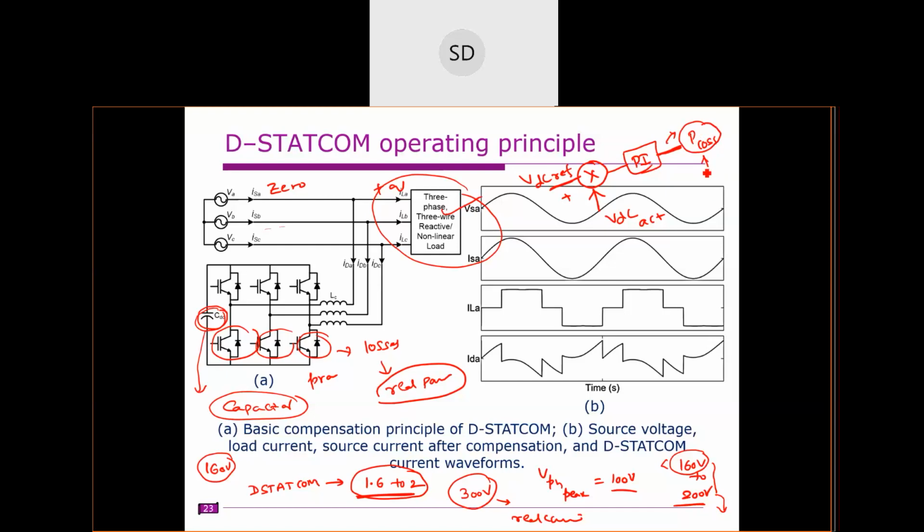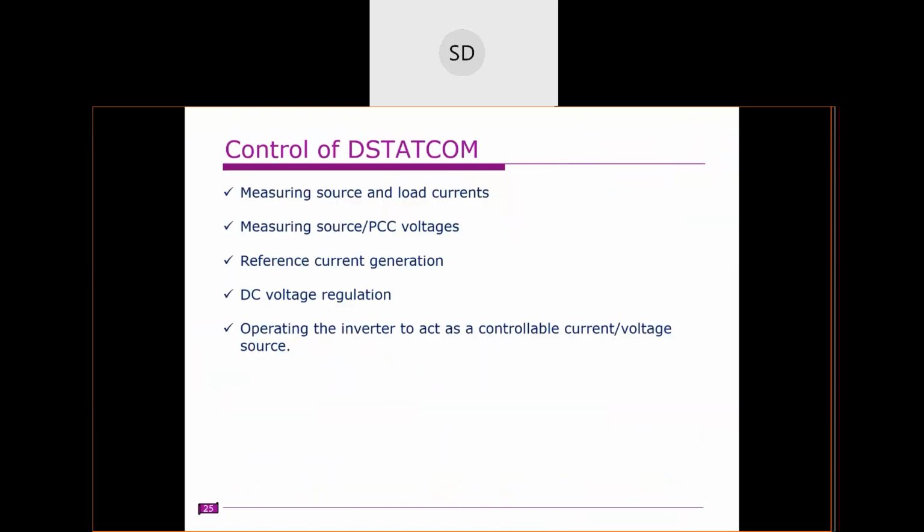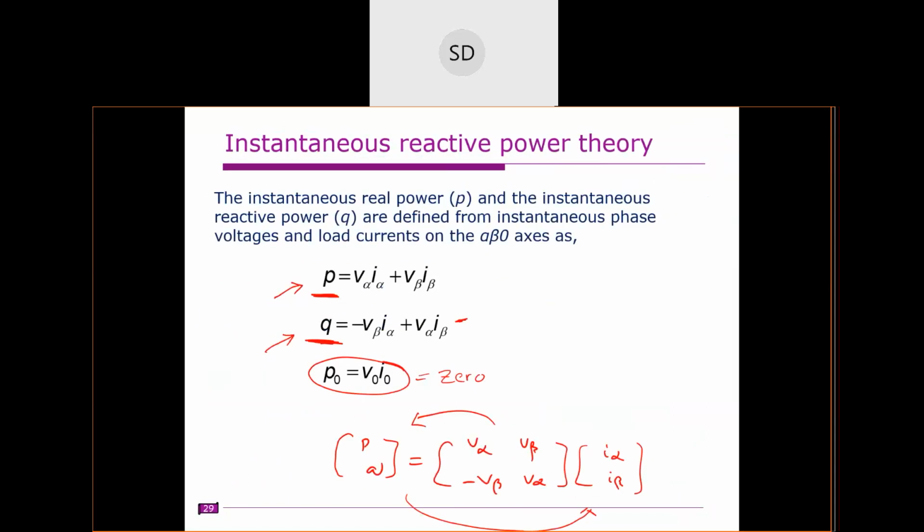We are all dealing with powers here, because we are calculating active power and reactive power, so the compensation is also in power form. That's why we assume that the output of this PI controller is also in power form. If you are dealing with currents, as in active power filters, then we assume that the output of the PI is in current form. That is the difference.